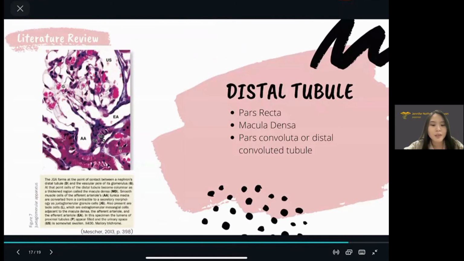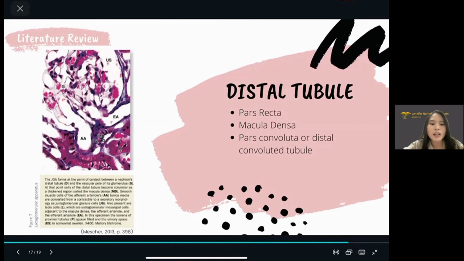The tubule can be divided into three regions. The first is the pars recta, which is highly impermeable to water and urea. The second is the macula densa, and the third is the pars convoluta or distal convoluted tubule, which is impermeable to water. The distal convoluted tubule is composed of columnar cells that contain aldosterone receptors and a sodium-potassium exchange pump.